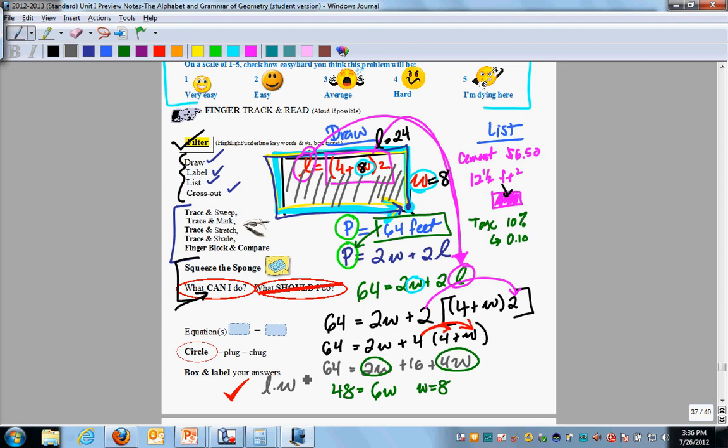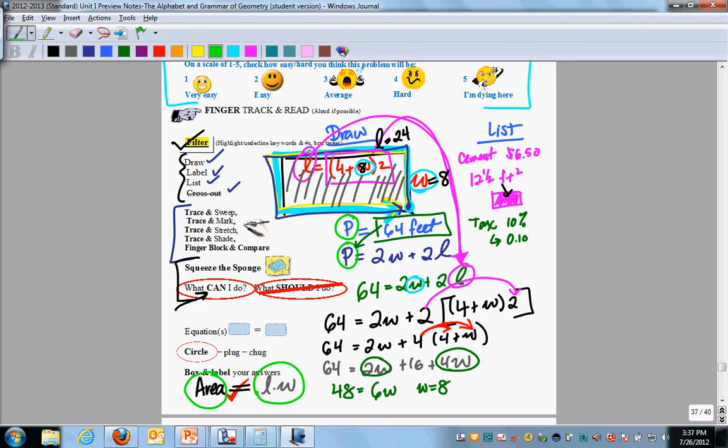Now, if you wrote length times width for the area equation, you're wrong. Yep, you're wrong. Listen carefully. Length times width is not the equation for area. This is the equation for area. Area equals length times width. When you write equations out, I want two sides with an equal sign, always.